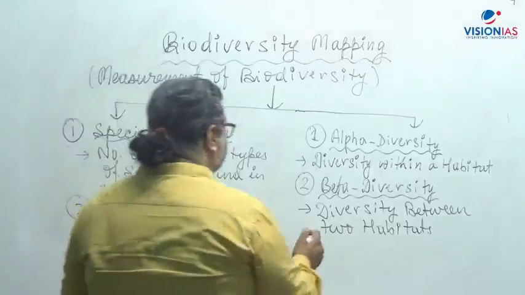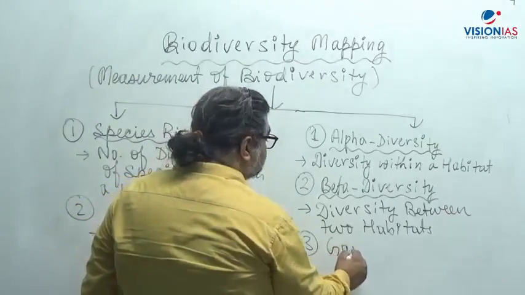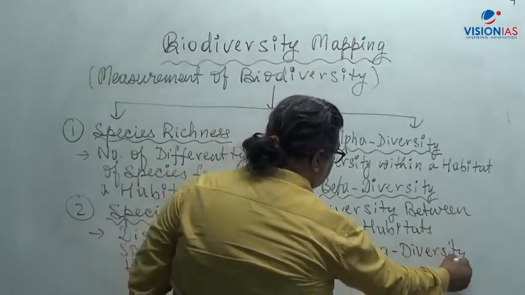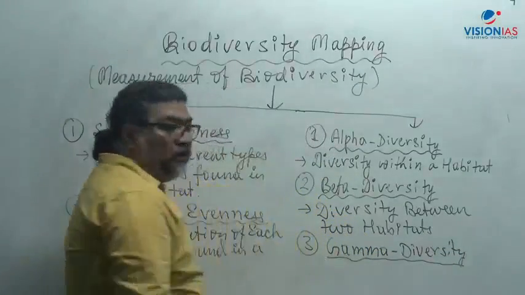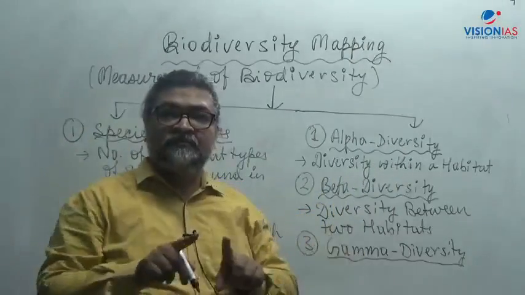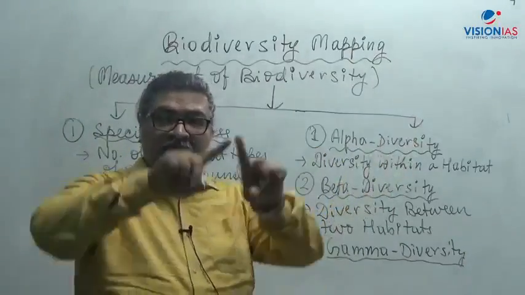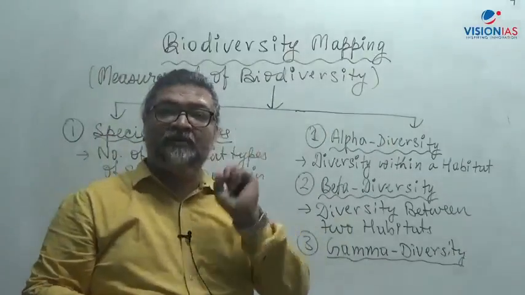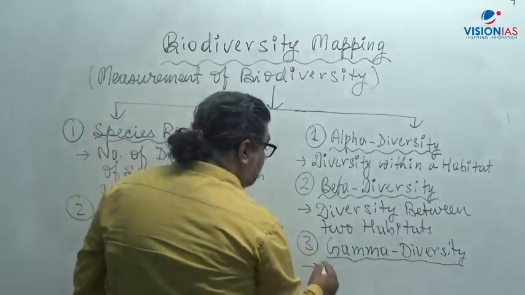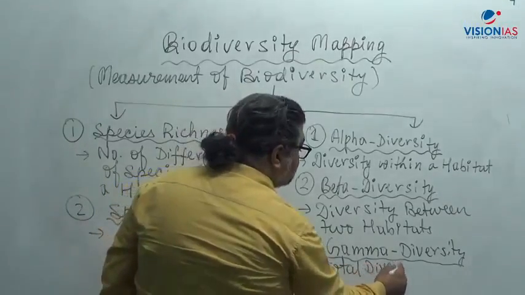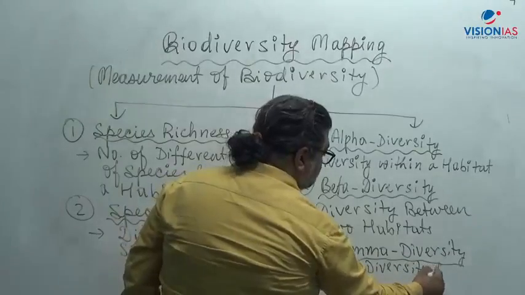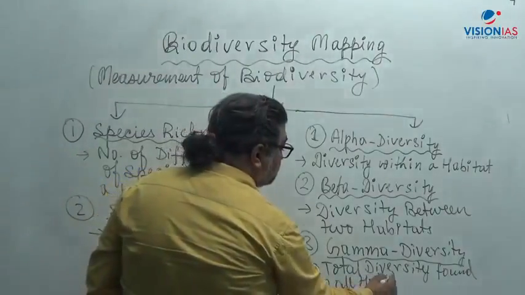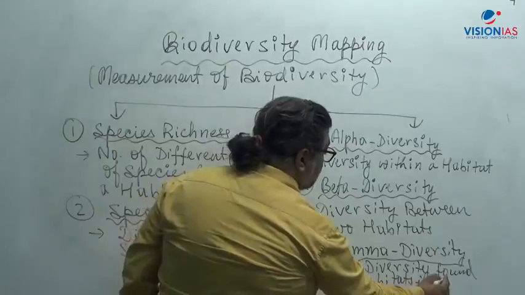And then you have gamma diversity. The third one is called gamma diversity. What is gamma diversity? All the habitats in a given landscape, in a given geographical area, if you take all habitats together, it gives a total diversity. So here it is basically the total diversity of species found in all habitats in a geographical area.